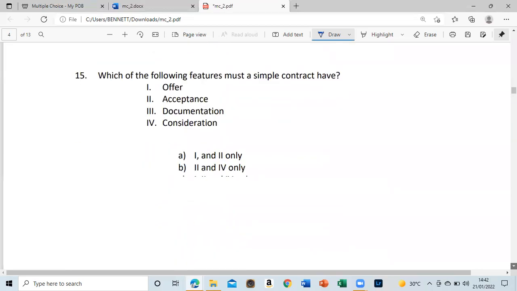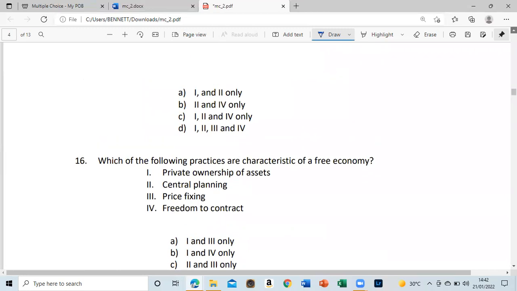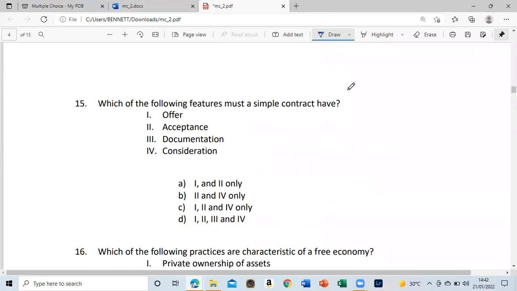Let's go on to 15. Which of the following features must a simple contract have? 1. Offer. 2. Acceptance. 3. Documentation. And 4. Consideration. And that is 1, offer, acceptance, consideration, only, no documentation.